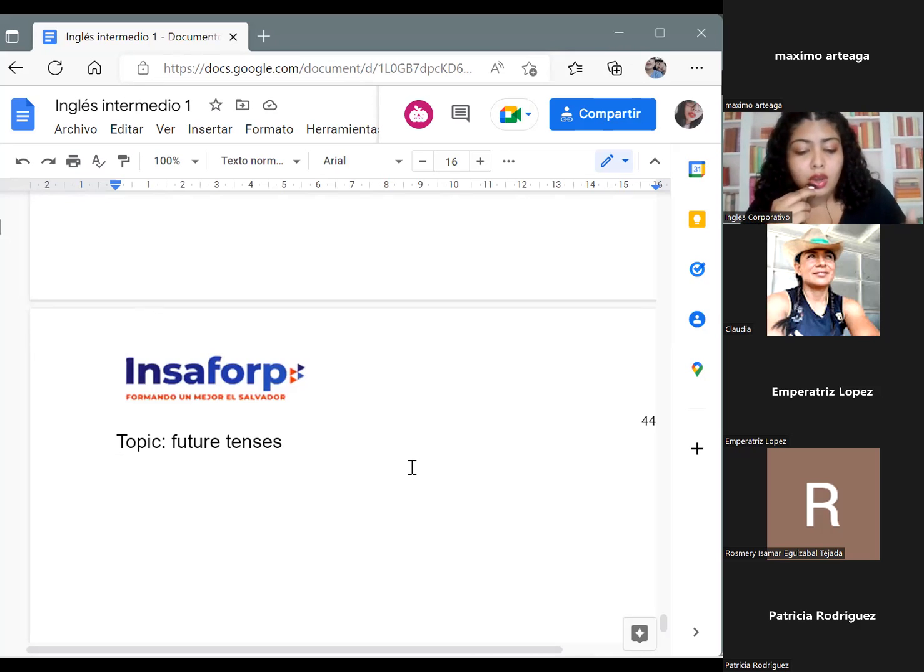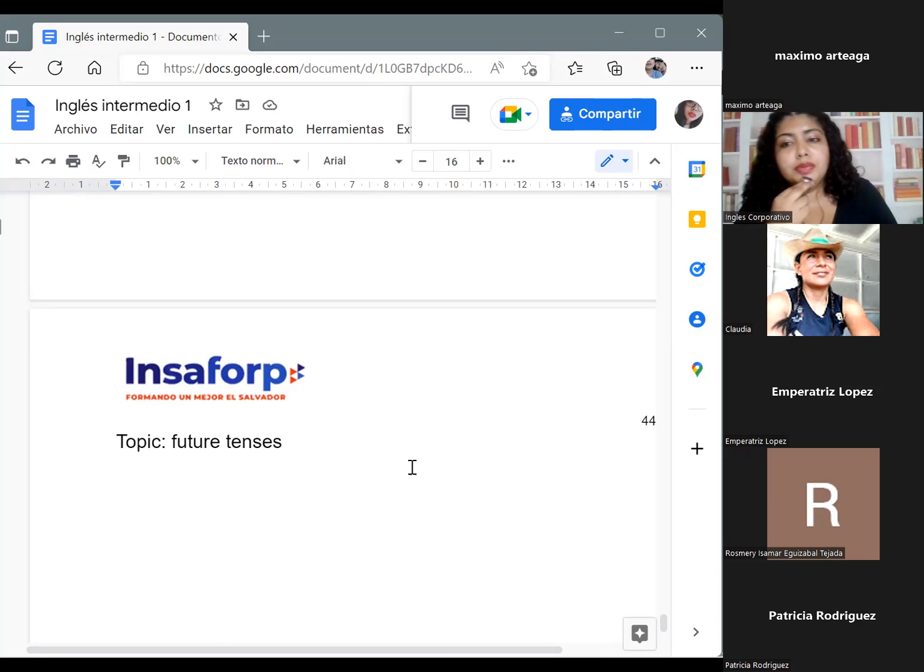So in that case, we are going to use it for prediction or simple statements about the future. Then we have going to, that is the present continuous of the verb to go. It is the most correct way of talking about intentions and future plans that depend on yourself most of the time. I'm going to work in a bank when I leave school.